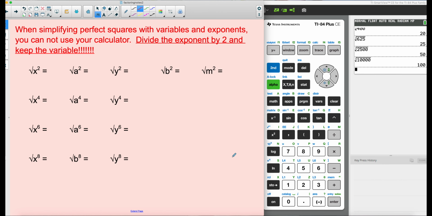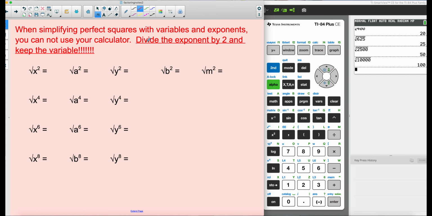Okay, guys, notice here we have perfect squares with variables and exponents, or monomials. Now the only difference is, notice it says here at the top, when simplifying perfect squares with variables and exponents, you cannot use your calculator. So to make this easier, what you're basically doing with the exponent, guys, is you make life simple and you just divide it by 2. Basically, you're going to cut the exponent in half.